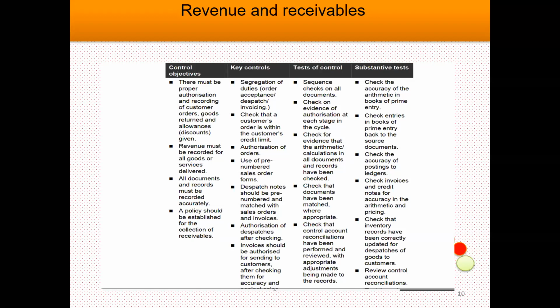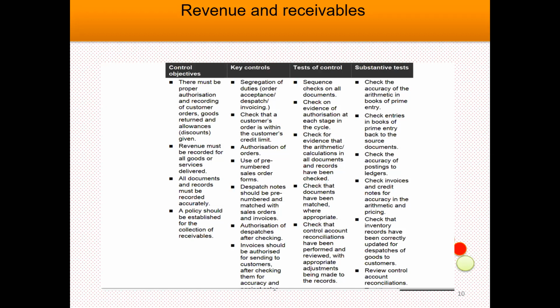When we talk about substantive tests, we are checking the arithmetic accuracy in the books of prime entry. Remember, substantive testing is more related to the financial statements. Test of controls is related to internal controls. So here you'll be seeing a lot of things related to the books of prime entry, checking the accuracy of the postings to the ledger. Account reconciliation, control account reconciliation. Those are substantive tests.